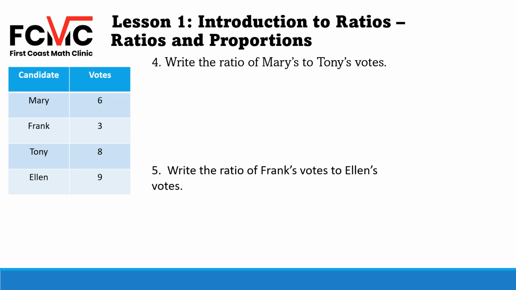And for number 4 and 5, we've got a table of data. We've got our candidates and the number of votes they received. For 4, write the ratio of Mary's to Tony's votes. So Mary's votes are 6, Tony's votes are 8. So a fraction, we could do 6 over 8, and then 6 colon 8, and then 6 to 8.